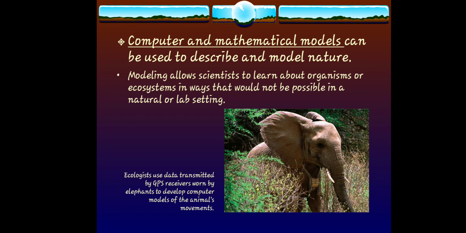So as I said a while ago, it is a process in which an object is presented in a pure form. As you can see in the picture, ecologists use data transmitted by GPS receivers worn by an elephant to develop computer models of the animal's movements. They take pictures of it, again by distance. It is not possible to take a picture up close, because there is a possibility that it will run, or that there will be a change in the behavior of the animals inside the area, inside the ecology.